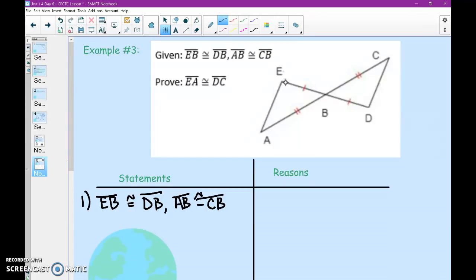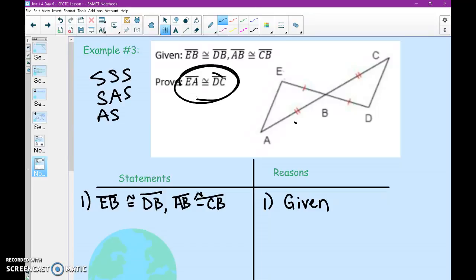Check our picture. EB, DB, already marked. AB, CB, already marked. Awesome. The given is already done for us. So right now, we've got 2 sides marked for us. So let's check our options. Even though we're looking to prove this, I want to start by getting one of these 4 statements done.